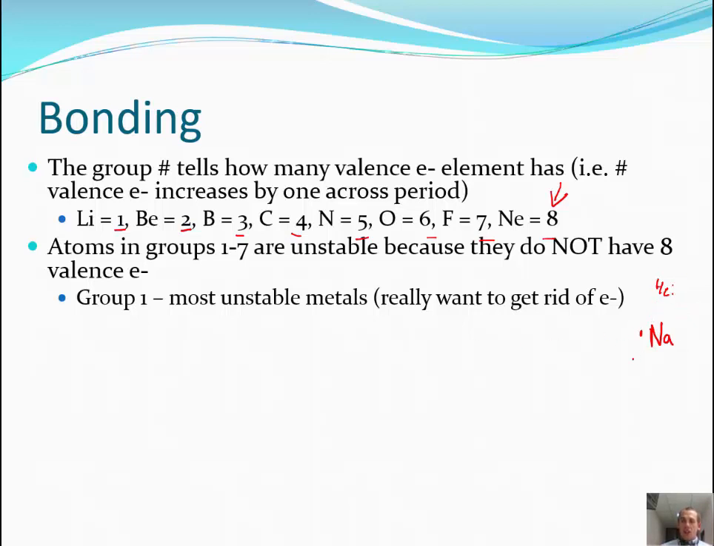So group 1, they're the most unstable metals. They're called the alkali metals. They have this 1 valence electron, and if they could get rid of it, they'll be stable. And I'll show you a picture about why in just a second.